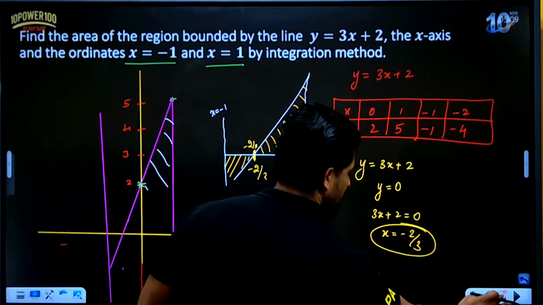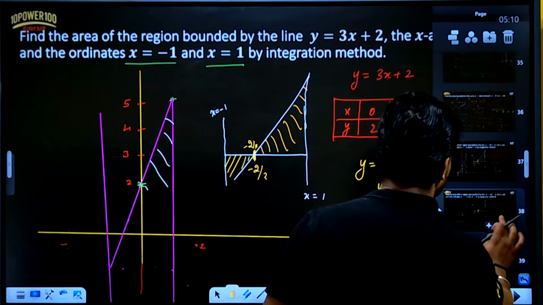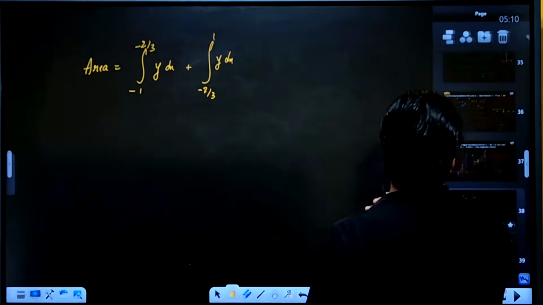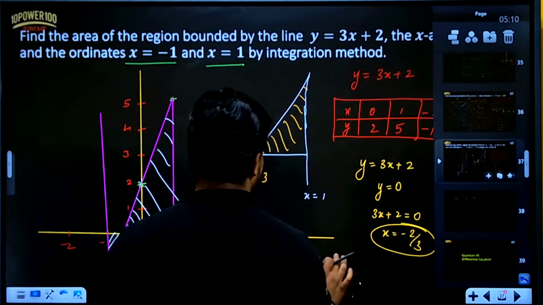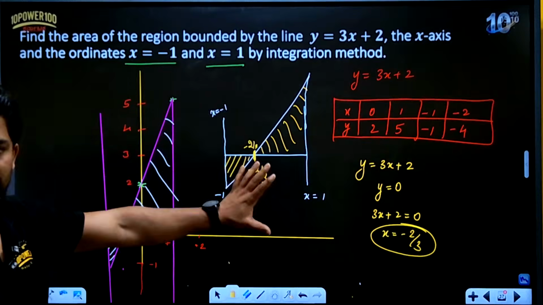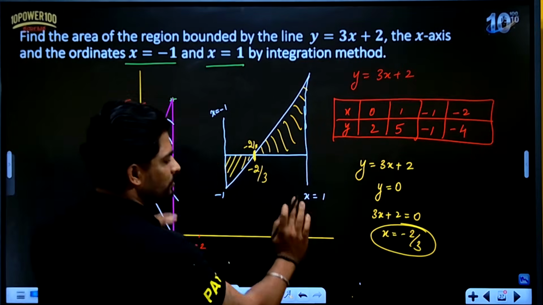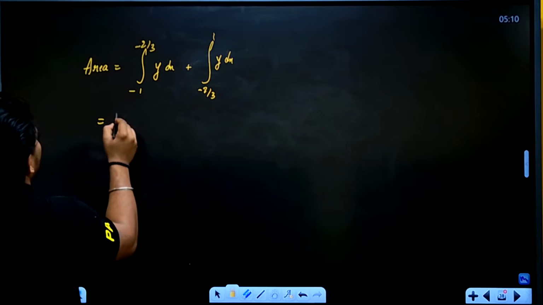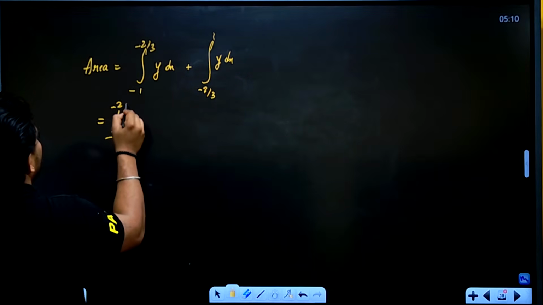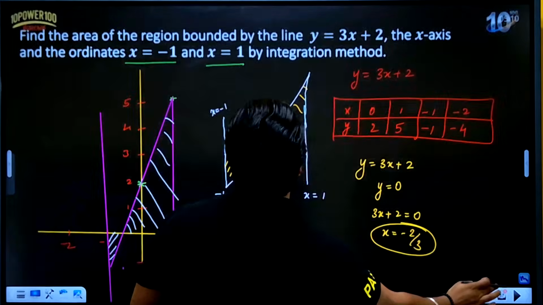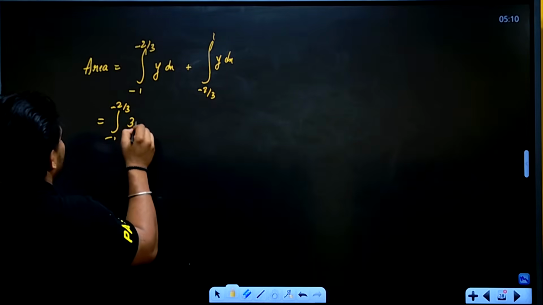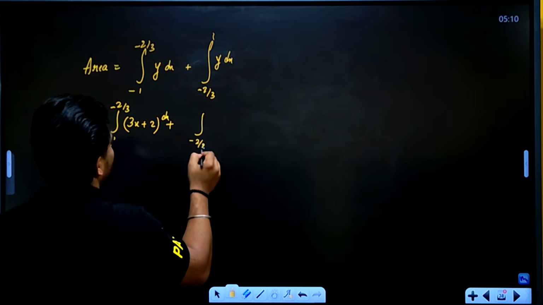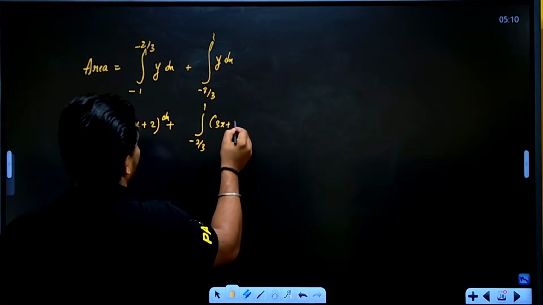So this is the worksheet. So now here, this is the formula. So from -1 to -2 by 3 and -2 by 3 to 1. What is y? y is nothing but 3x plus 2. So let's do that. So it is from -1 to -2 by 3, 3x plus 2 dx, and from -2 by 3 to 1, 3x plus 2 dx.